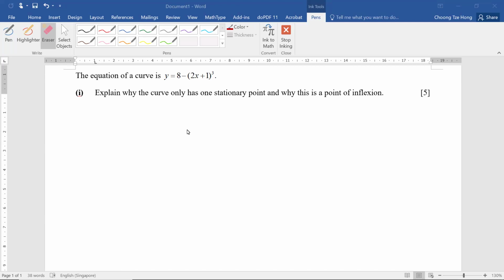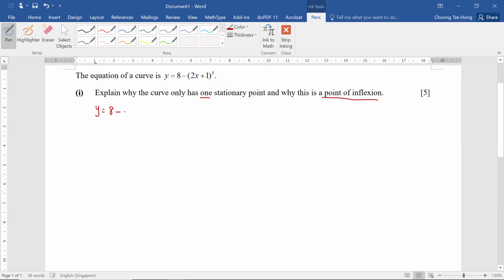The equation of a curve is y equals 8 minus (2x plus 1) cubed. Explain why the curve only has one stationary point and why this is a point of inflection. We know that at the stationary point, the gradient of a curve is 0 and hence dy/dx will be 0. If we want to explain why it only has one stationary point, when we set dy/dx to 0 and solve for x, we should expect only one answer. So let's solve this first part of the question.